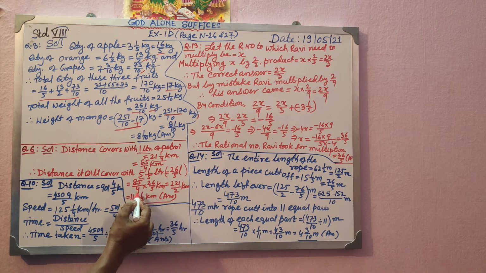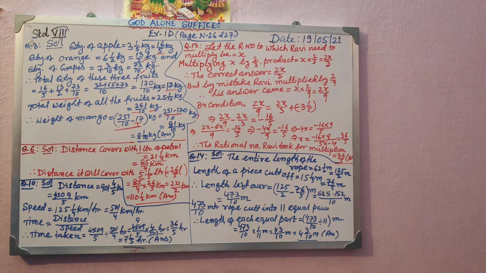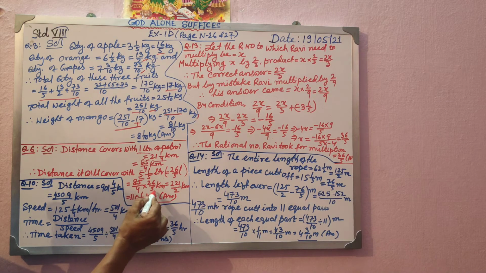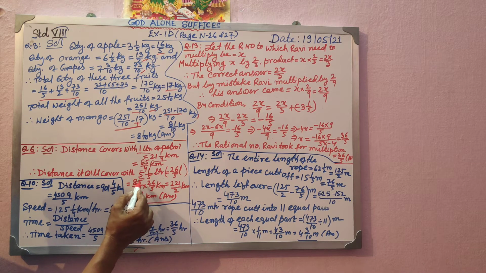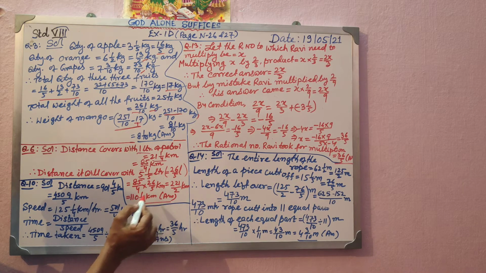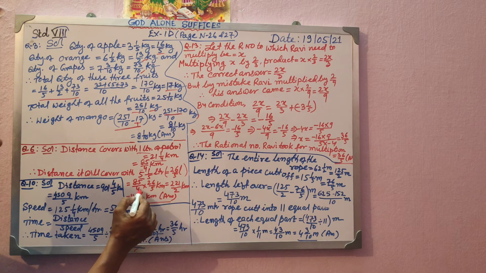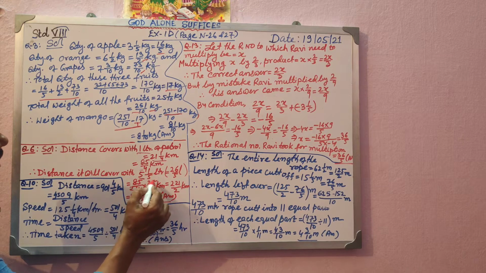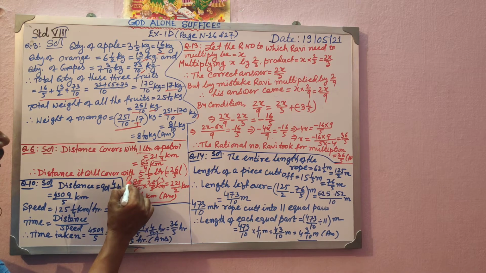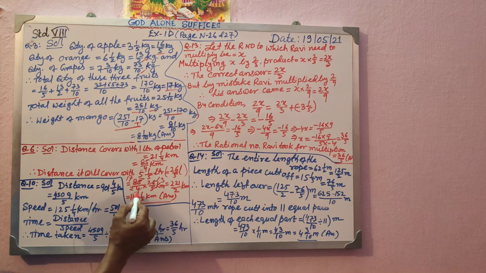Here it was 1 liter, here it is 26 by 5 liter. So 85 by 4 into 26 by 5, if you solve it, then 5 can divide 85, giving 17. 17 into 26 will be 221. 4 will be cancelled with the 26 and it will be 2 and 13. 17 into 13 is 221 by 2.